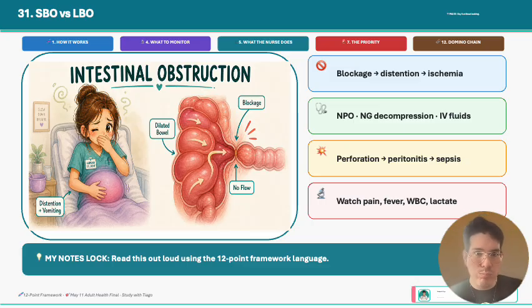So, because the blockage is closer to the stomach, vomiting tends to happen earlier and can be more prominent, right? So, pain is often crampy and intermittent. Distension can occur, but may be less dramatic than large bowel obstruction, depending on the location.